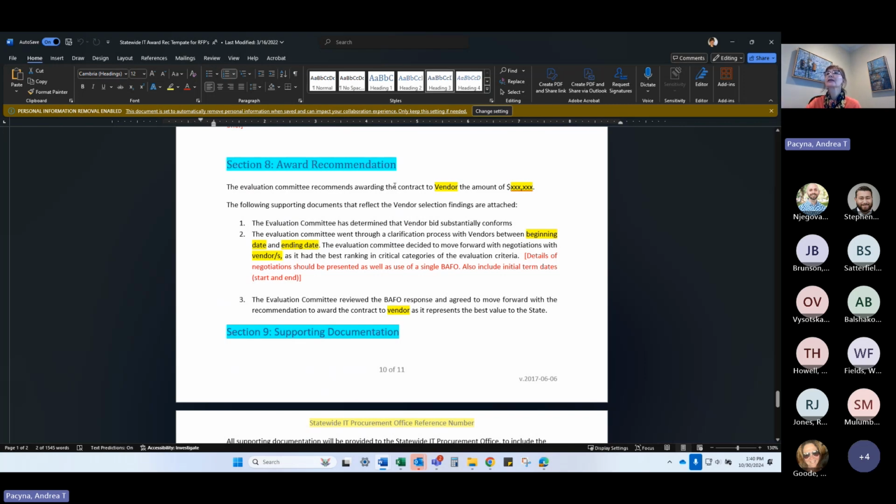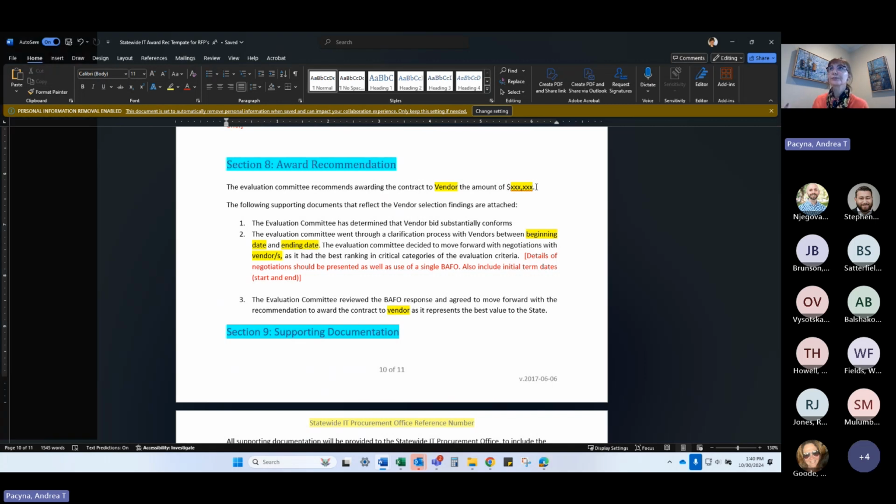So, the eval committee awards the contract following. Right, and the eval committee recommends awarding the contract to the contractor in the amount of this. Again, if there are priced options, I would expect them to ask. We would, since we are requesting SITP to approve the award at the agency's discretion of years 2 and 3, or not. The following supporting documents that reflect that are attached.